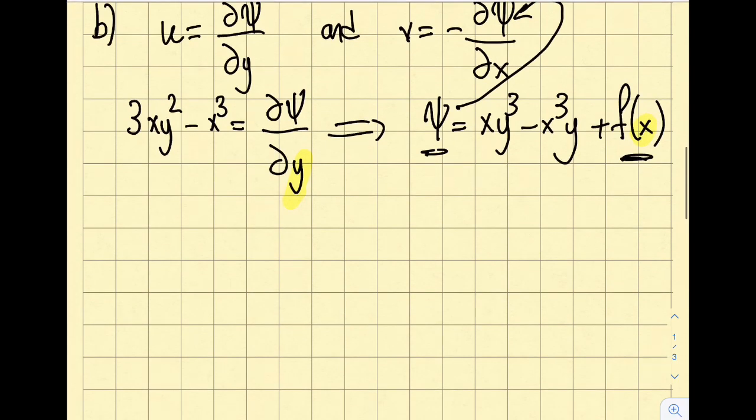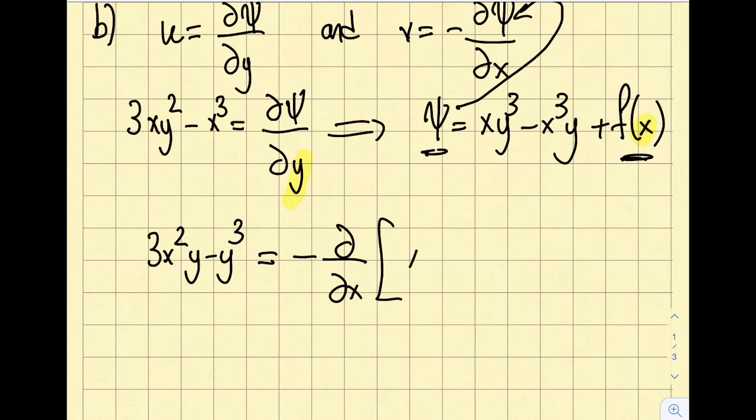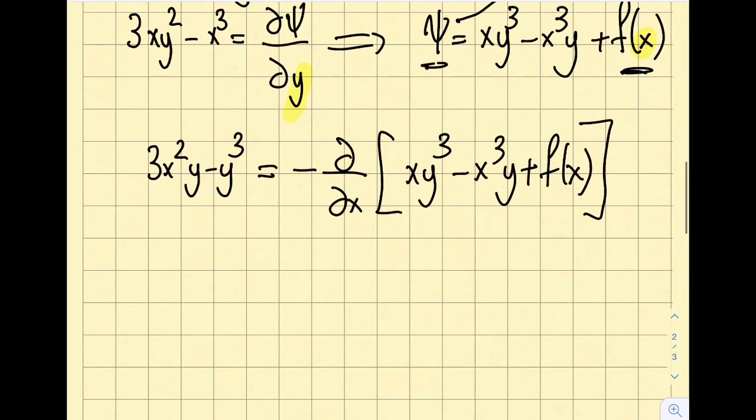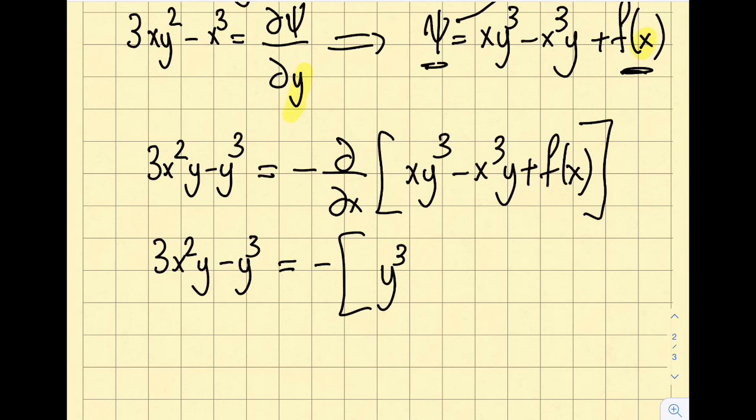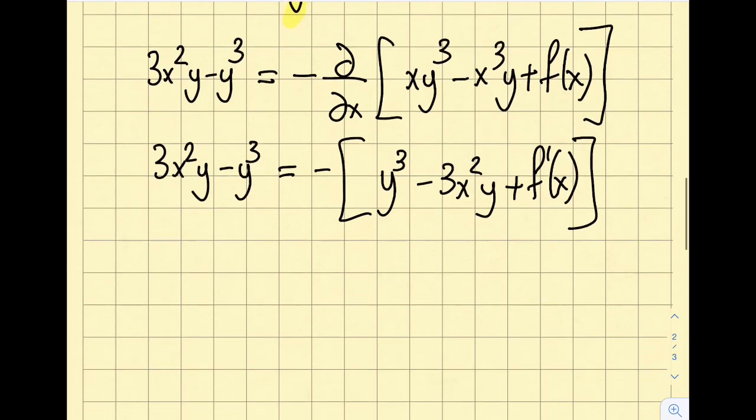All right, let's go ahead and do it. V itself was given to me as 3x²y − y³ in the question statement. That is equal to minus ∂/∂x of the stream function, so that will be xy³ − x³y + f(x), and see where we'll end up. The left hand side stays the same, and the right hand side will have a negative in front of this partial. I get y³, and minus 3x²y, plus f′(x), and f′(x) is equal to df/dx, as we discussed before. You know why we used a derivative as opposed to a partial here, because we have only one variable over here.